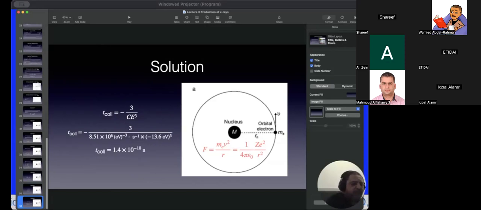So essentially what it means is this: if this electron is emitting radiation following the Larmor relationship, the hydrogen atom would not exist. Okay, so this is the solution of that question.